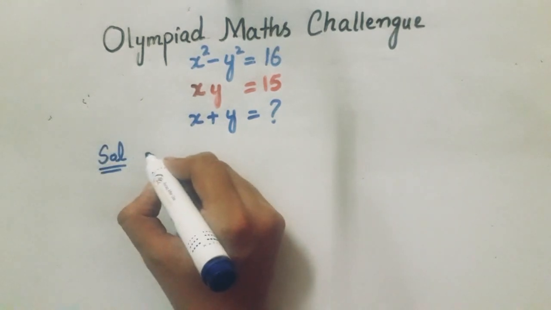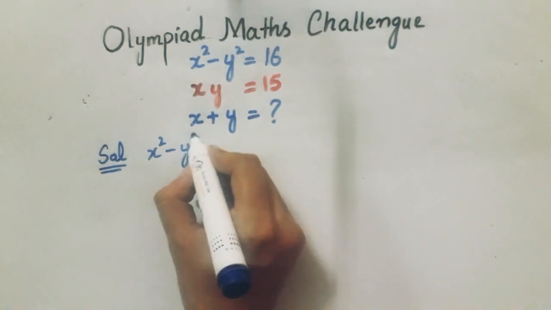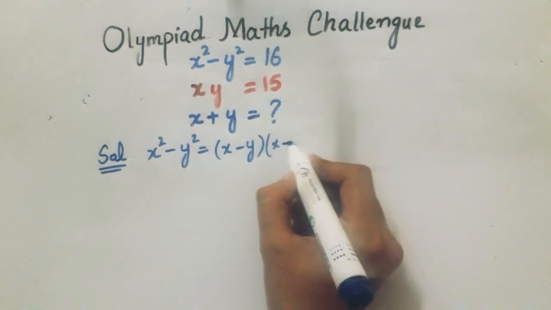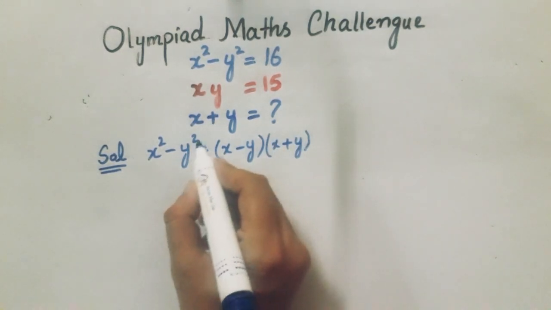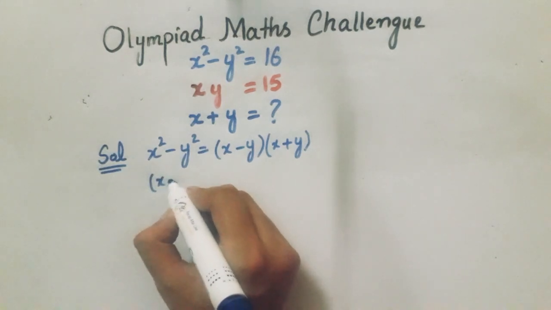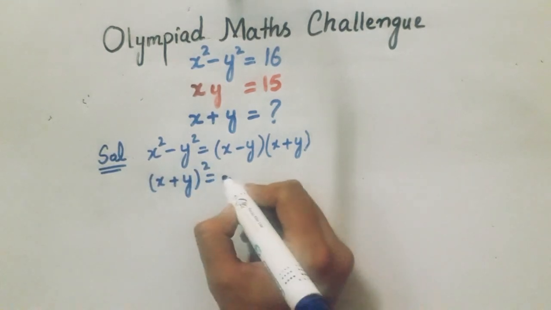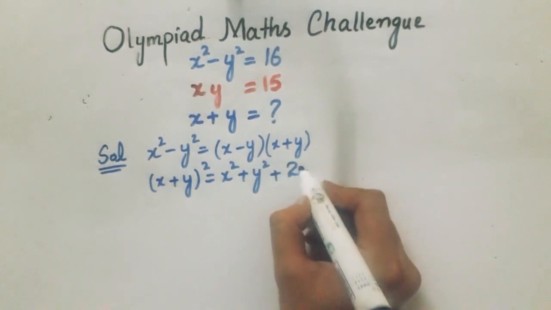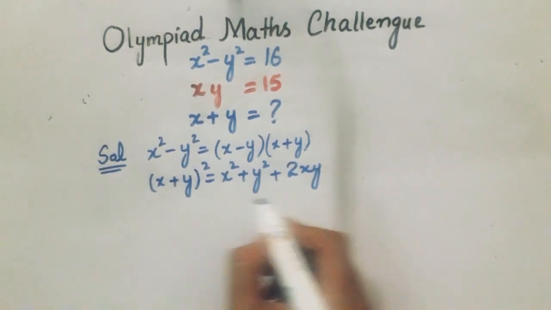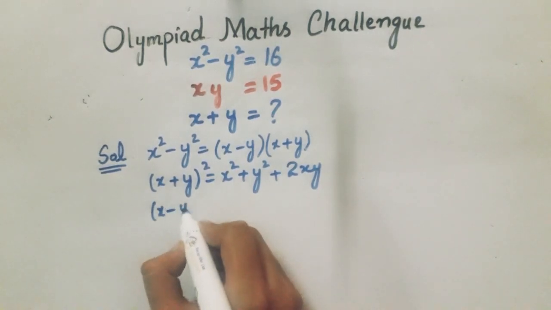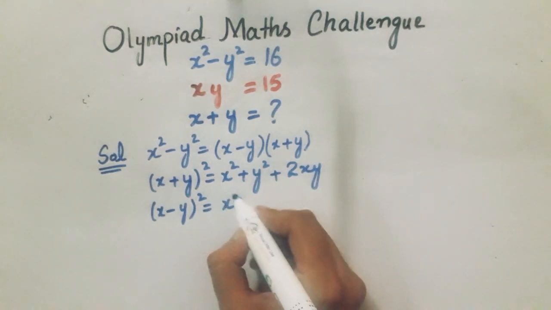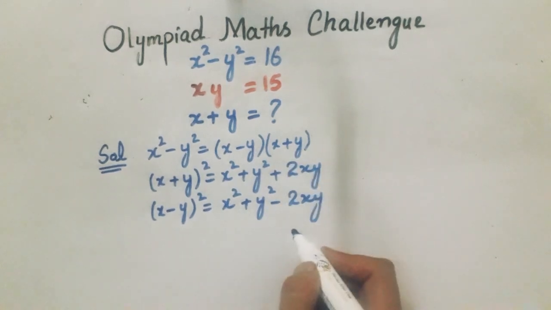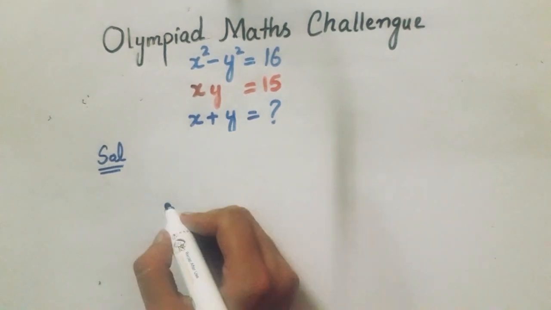First of all, we know that x square minus y square is equal to the x minus y into x plus y. And another important formula, we know that x plus y whole square is equal to the x square plus y square plus 2xy, and x minus y whole square is equal to the x square plus y square minus 2xy. We will use these algebraic identities in this question.